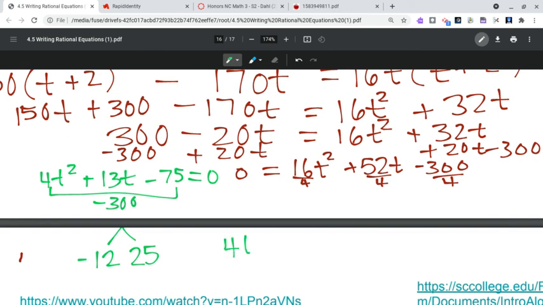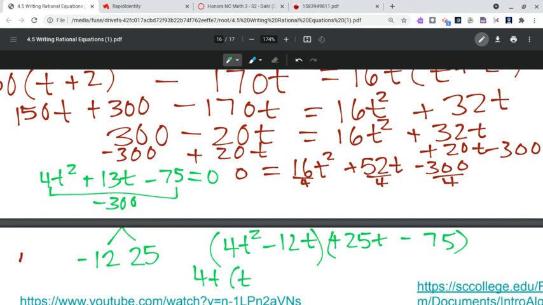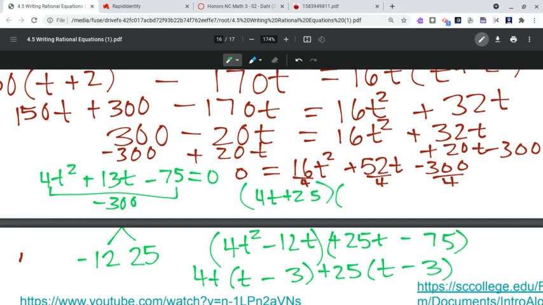Drop down 4t squared minus 12t plus 25t minus 75. Factor by grouping. GCF of the first group is 4t, on the inside t minus 3. GCF of the second group is positive 25, on the inside t minus 3. So our factors are 4t plus 25, I'll put them here, and then t minus 3.